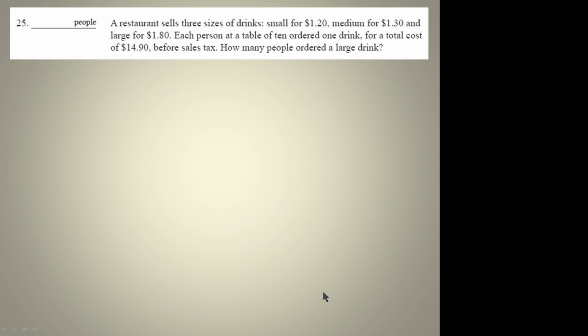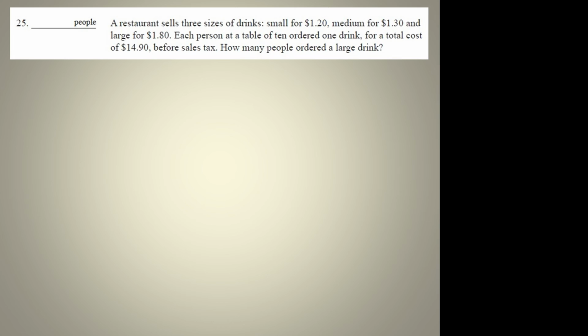Number 25. A restaurant sells 3 sizes of drinks, small for $1.20, medium for $1.30, and large for $1.80. Each person at a table of 10 ordered one drink for a total cost of $14.90. Before sales tax, how many people ordered a large drink?